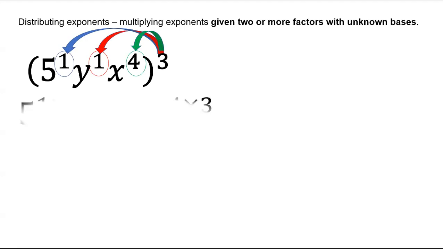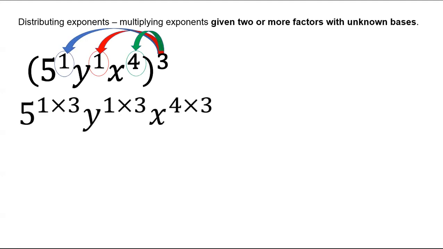This will give you 5 to the exponent of 1 times 3, y to the exponent of 1 times 3, x to the exponent of 4 times 3, which will give you 5 to the exponent of 3 times y to the exponent of 3 times x to the exponent of 12. But 5 to the exponent of 3 is 125. That's why I end up having 125 y cubed x to the exponent of 12.